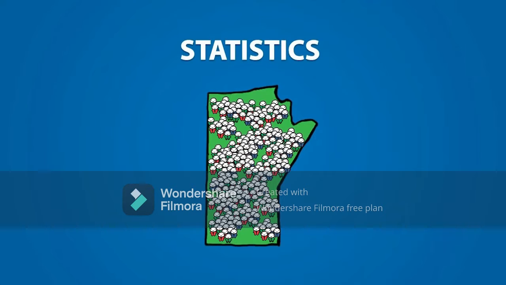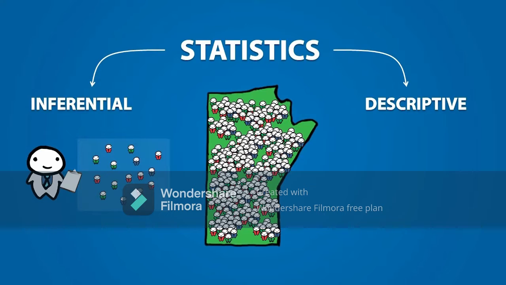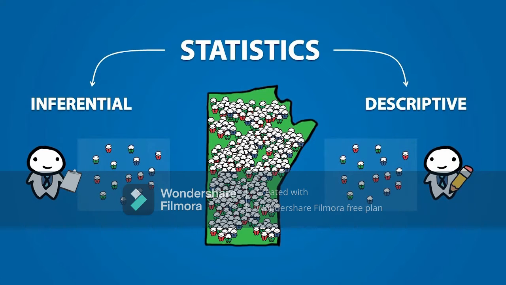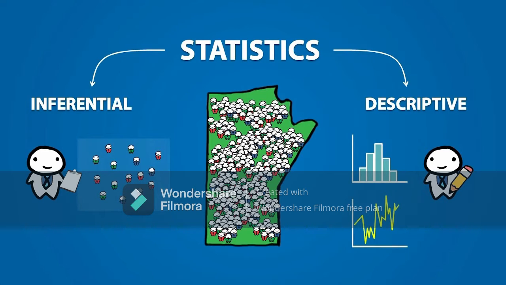There are two kinds of statistics. There is inferential statistics and there is descriptive statistics. Inferential statistics deals with taking a sample and analyzing that sample to make judgments or claims about a population. Descriptive statistics refers to getting data and talking about it. So when you hear a professor say something like, the average midterm score was 65%, they are using descriptive statistics. We often use things like histograms and graphs to help us summarize and explain descriptive statistics.